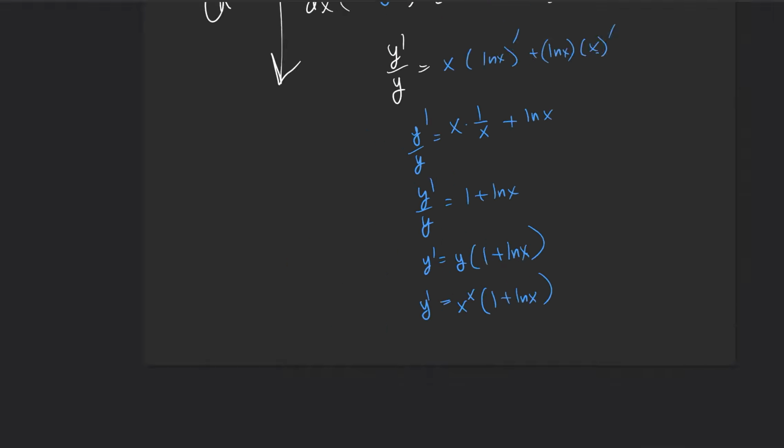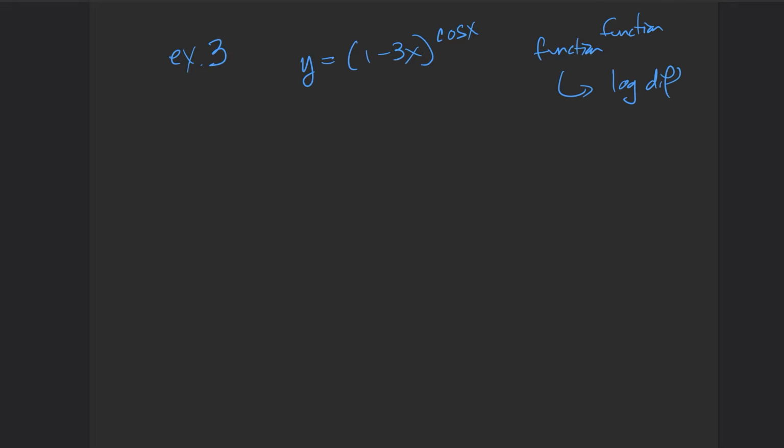Okay, and that means I just have one example left that I'd like to do, similar to what we just did. Let's do example 3. And so what we're going to do is we're going to say y is equal to 1 minus 3 to the x raised to the cosine. So notice this is a function to a function. I cannot use the power rule, and bring this down and raise it to the cosine minus 1. That makes no sense. Since this is a function raised to a function, I must use logarithmic differentiation.